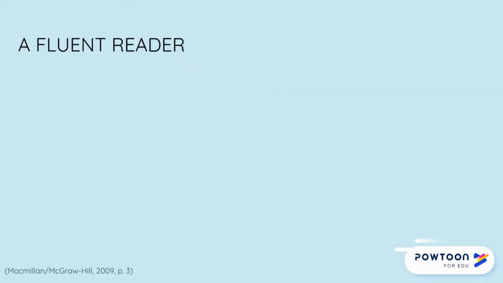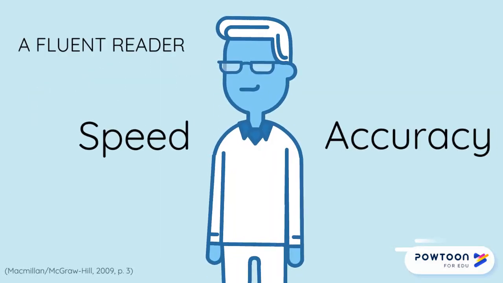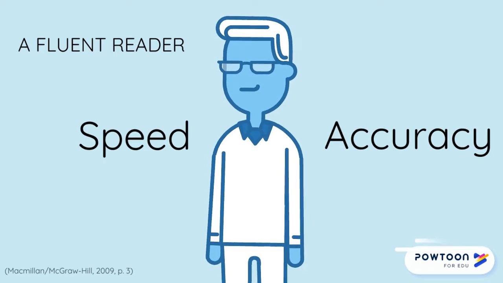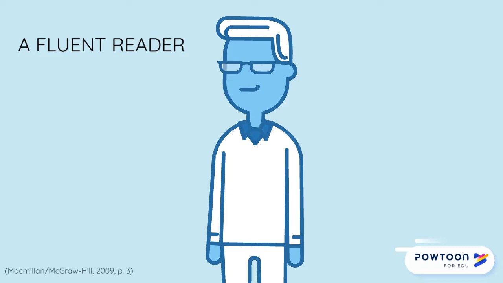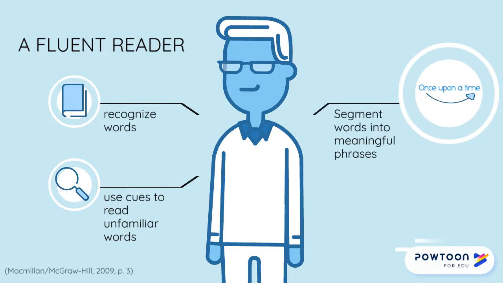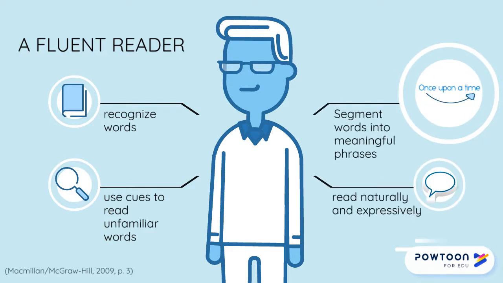A fluent reader generally reads with speed and accuracy, but in addition, usually displays these kinds of behaviors. Fluent readers can do the following: recognize words automatically, apply graphophonic, semantic, and syntactic cues to recognize unfamiliar words, segment text into meaningful chunks, and emulate the sounds and rhythms of spoken language while reading aloud.